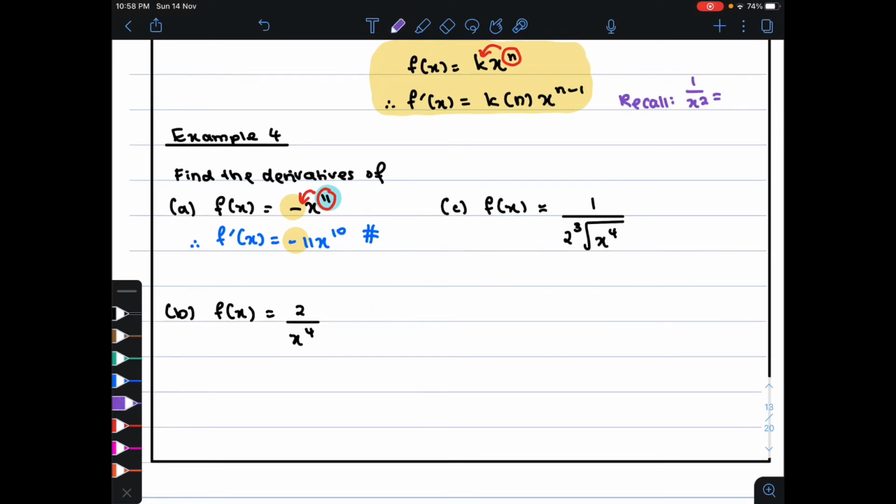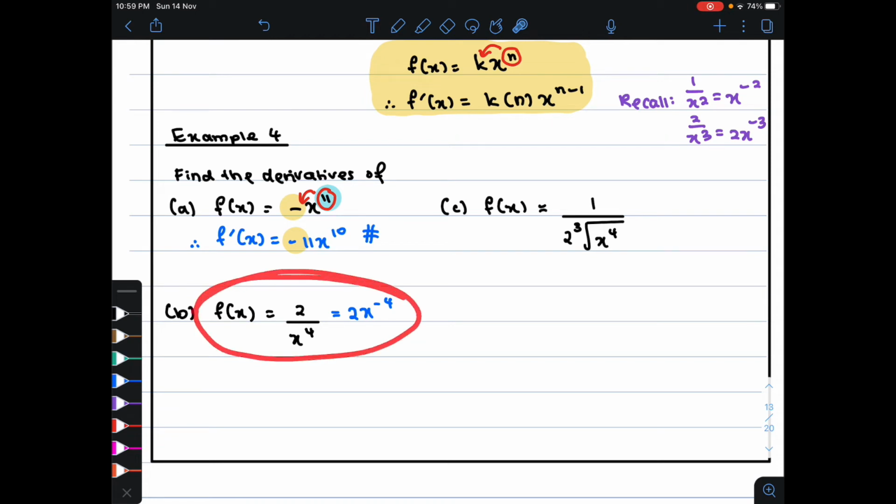So let's recall, if you have 1 over x squared, this can be written as x to the power of negative 2. If you have 2 over x cubed, this can be written as 2x to the power of negative 3. So how do you write this? This is actually 2x to the power of negative 4. So this is still f(x). You haven't found f prime x. You are just rewriting f(x) in a simpler form, which is this one.